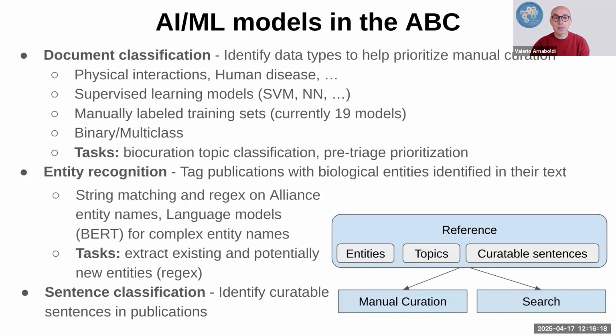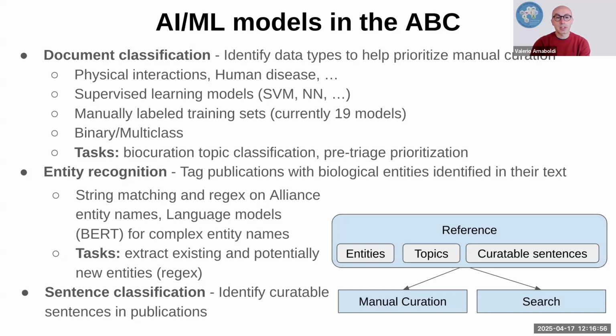For these specific types of models, we're using string matching and regular expressions on Alliance entity names as much as possible, especially for organisms like C. elegans, where the gene names are very easy to identify in the full text, and the nomenclature is well-defined and very unique. In other cases, for organisms where entity names are harder to extract, for example, fly and fly genes, we use language models such as fine-tuned BERT models and other large language models to extract the information from the literature.